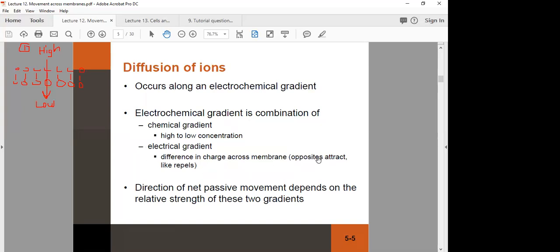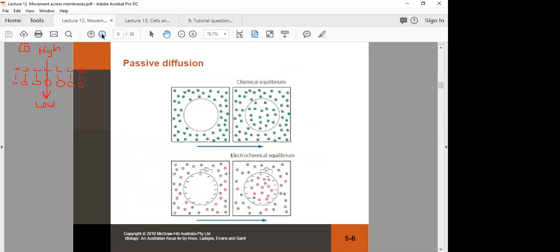So remember, when we're talking about differences in charges across the membrane, opposites will attract, as in species with opposite charges will attract, and those with like charges will repel each other. The direction of net passive movement across the membrane will depend on the relative strength of these two gradients. So let's illustrate that on the next slide.